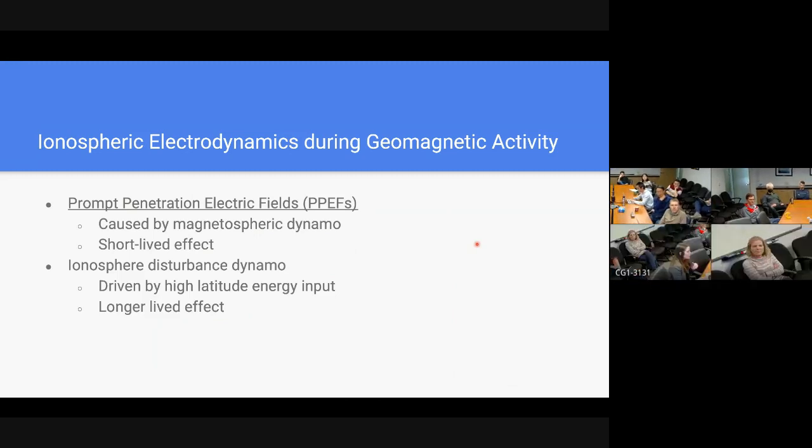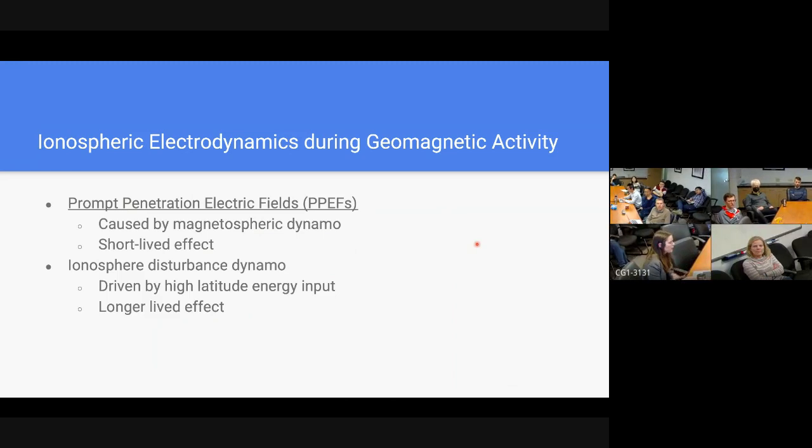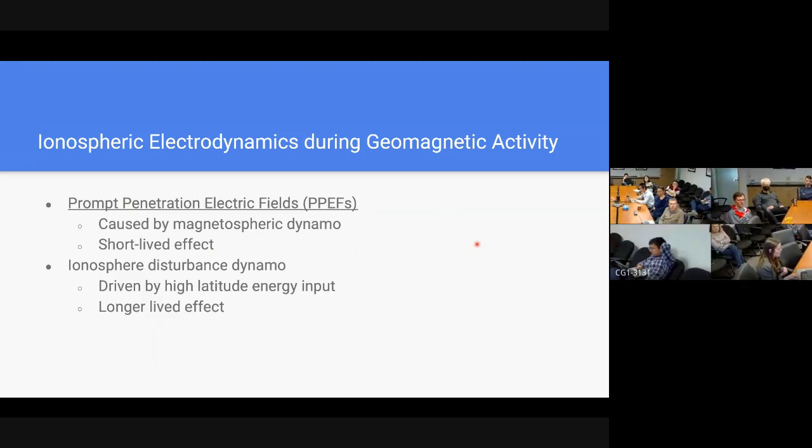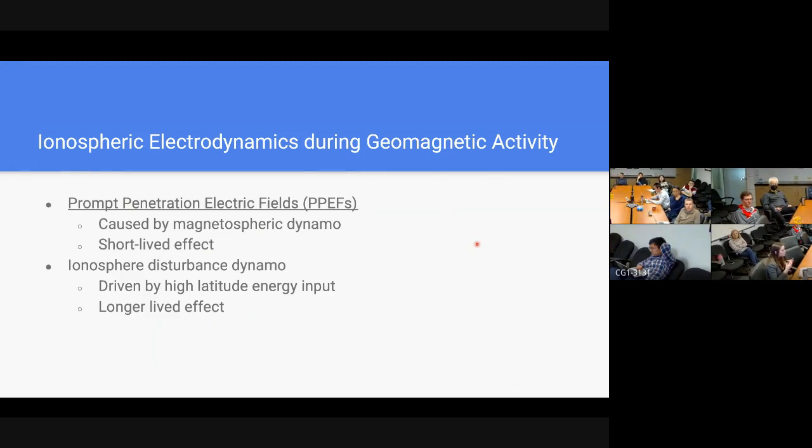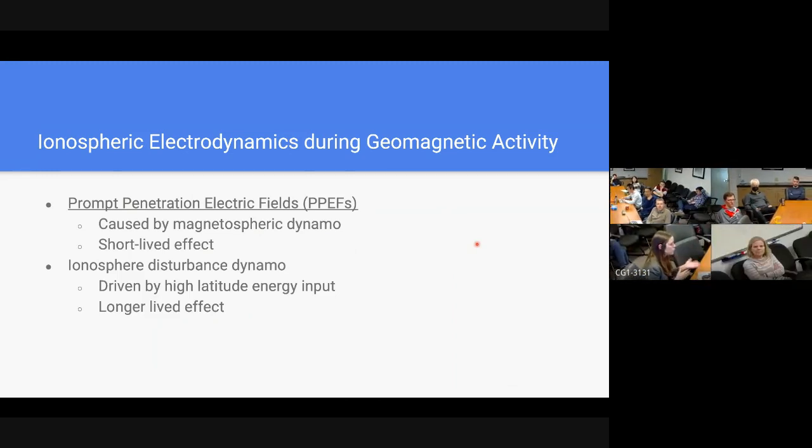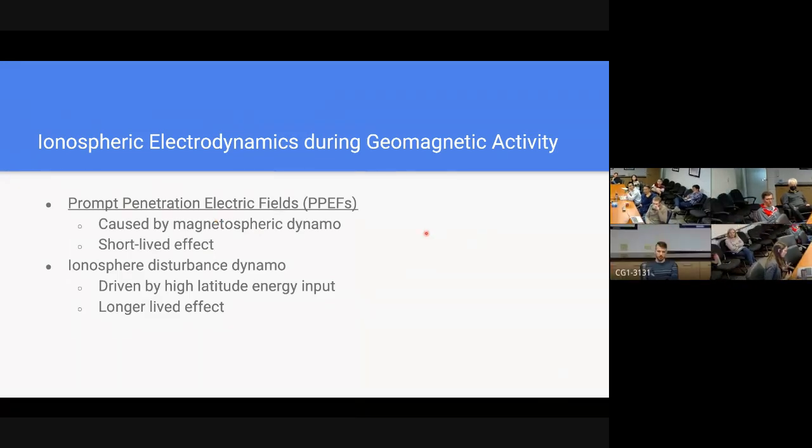They're going to affect all latitudes pretty much at once, and are going to go away pretty quickly, as opposed to the ionospheric disturbance dynamo, which takes much longer to set up, and also takes much longer to go away. But even though I'm only focused on the PPEFs, in a real event, both are going to happen. So that's just something to keep in mind as we carry on.